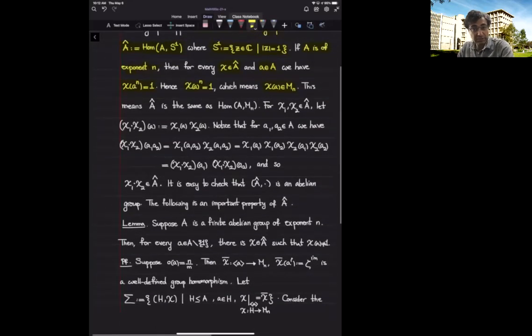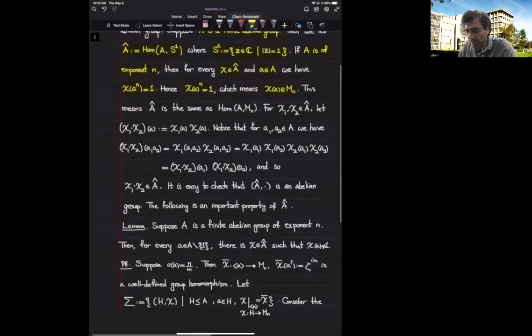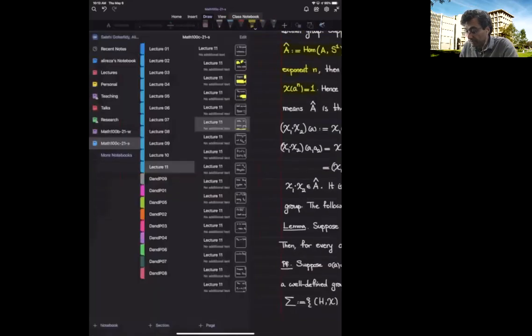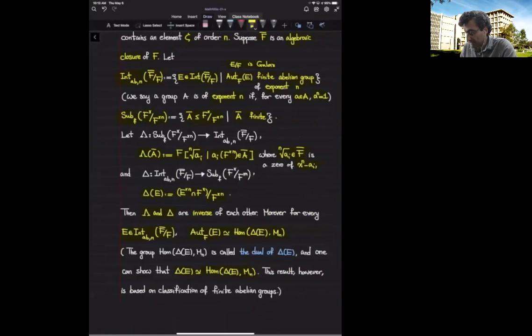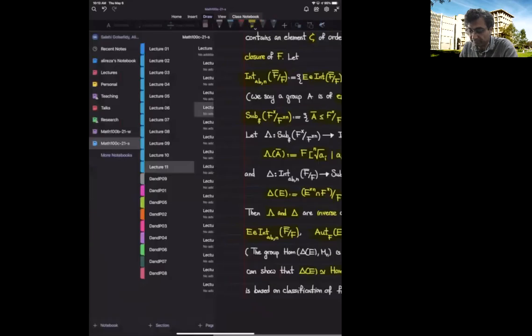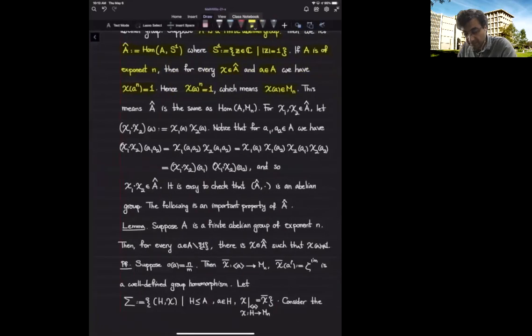So let's continue understanding the dual of abelian groups in this sense. Here in the statement, I claim that the group of automorphisms of E over F is isomorphic to the dual of delta of E. But I haven't told you what the group structure is for the dual. I have only told you about the set.